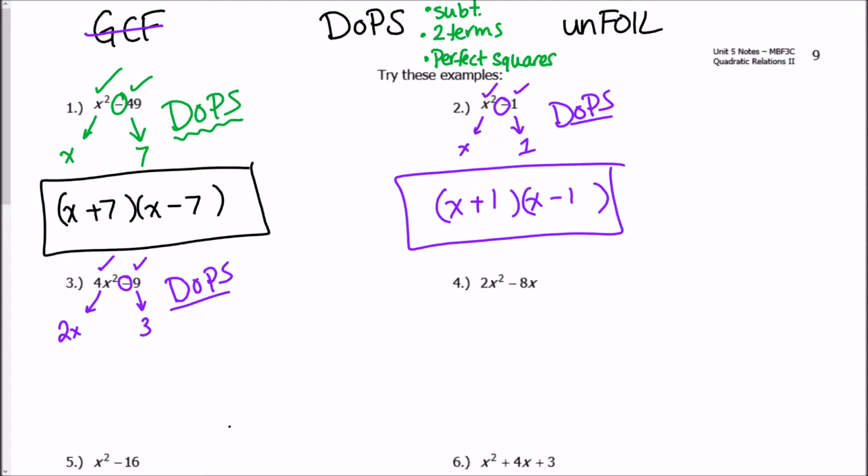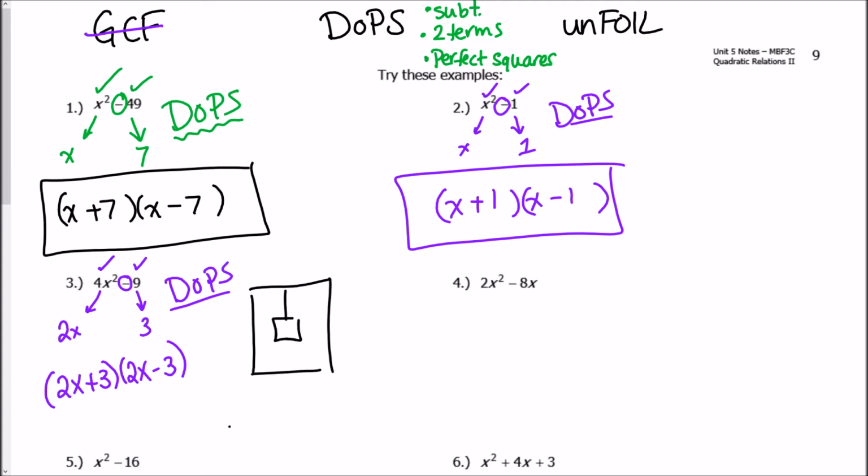Okay, so we're going to say that our answer is going to be 2x plus 3 times 2x minus 3. And if you notice, if I were to actually do the box for this right here, in order for this to work out for me, I would need 4x squared here, I would need negative 9 here, and then these two should cancel out. So if I put 2x and 2x here, that gives me 4x squared. If I put 3 here and 3 here, that gives me 9.